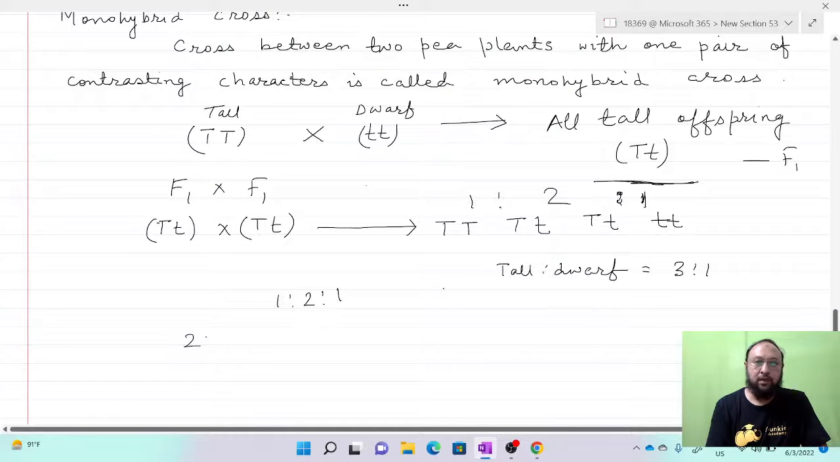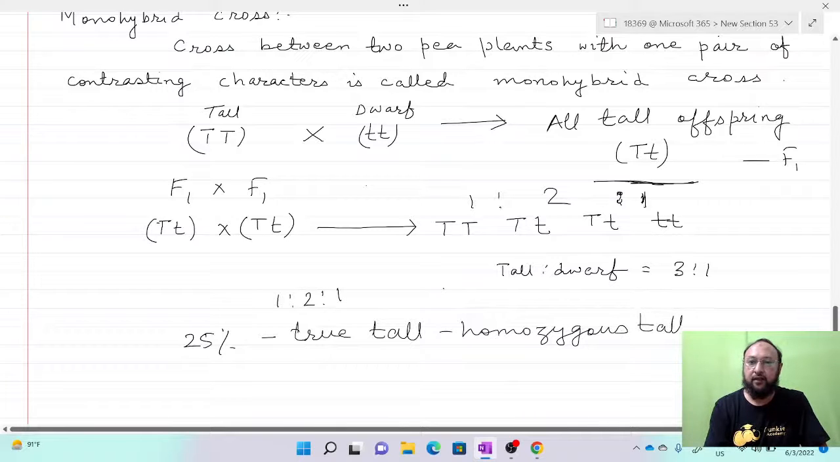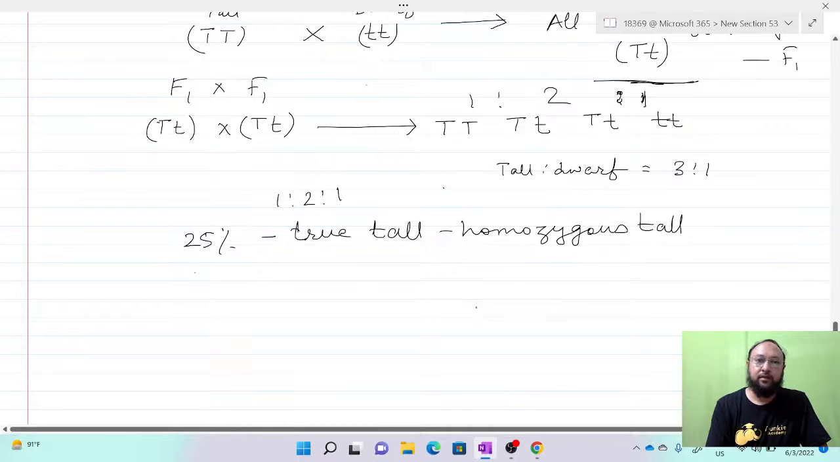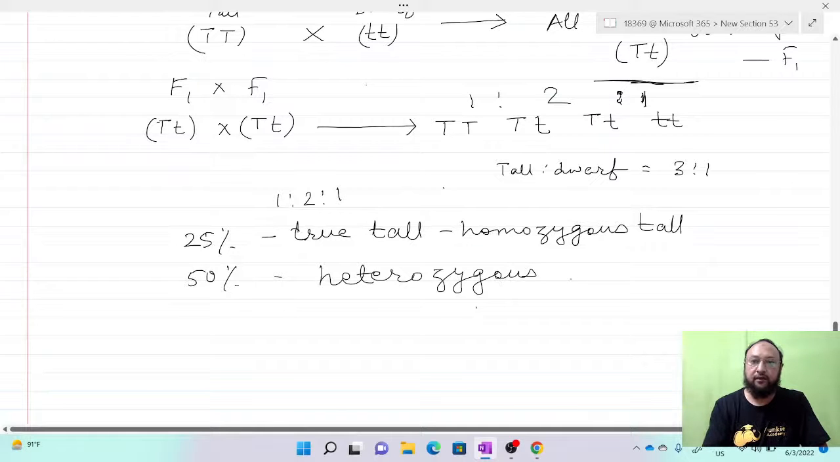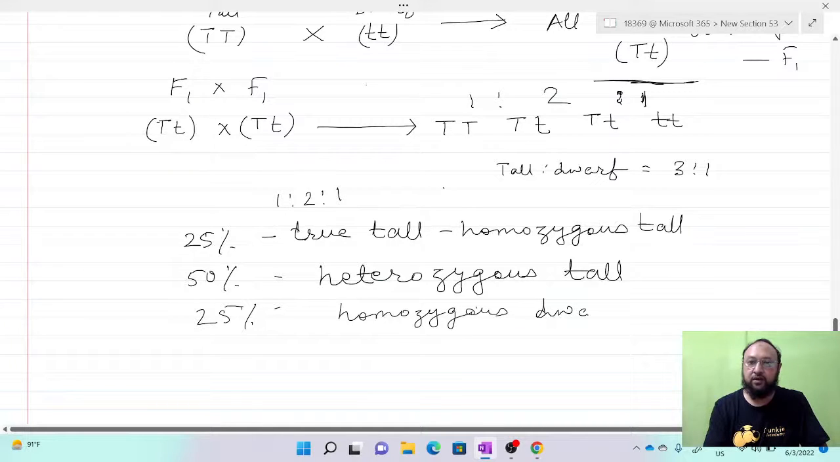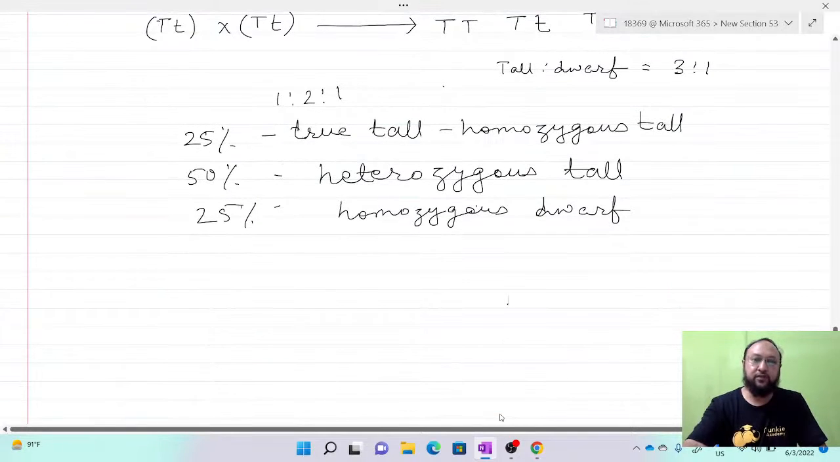Genotypically, 25% were true tall, or homozygous tall, 50% were heterozygous tall, and 25% were homozygous recessive, dwarf or short. Now we will also see this with the help of the checkerboard or Punnett square.